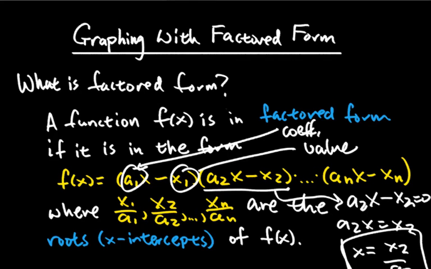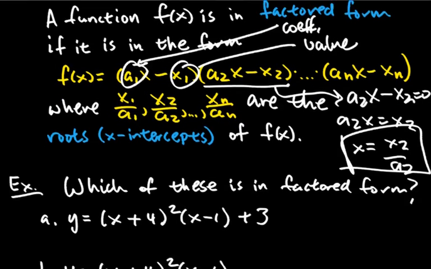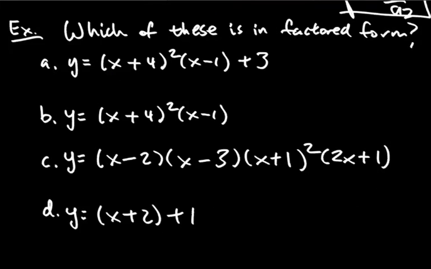Let's work with this then. So essentially factored form is where you have a bunch of things multiplied, because remember, factors are just things that are multiplied together, right? So let's look at these and figure out, are they written in factored form or not? So here we have x plus 4 squared times x minus 1 plus 3. So we have something times something, yes, but we're adding something, so no.